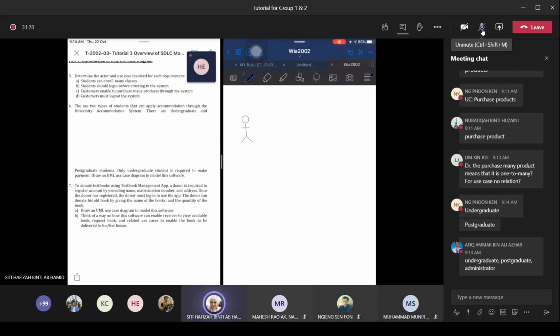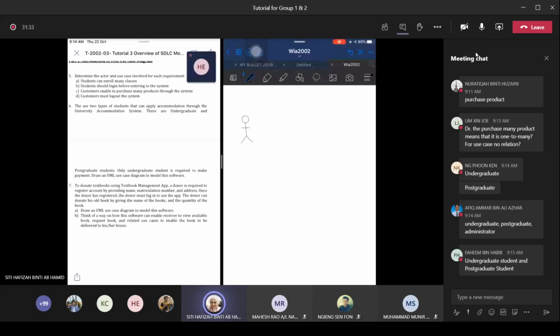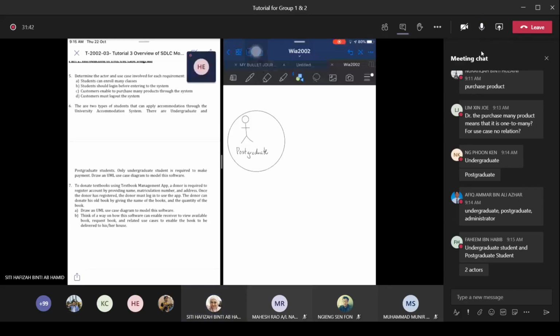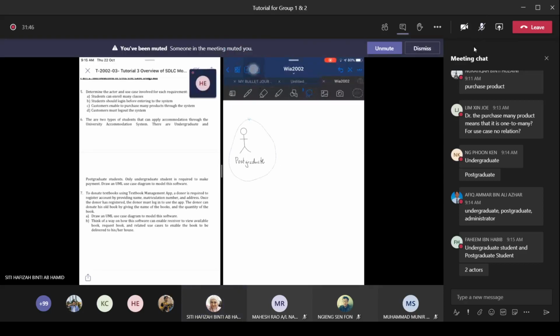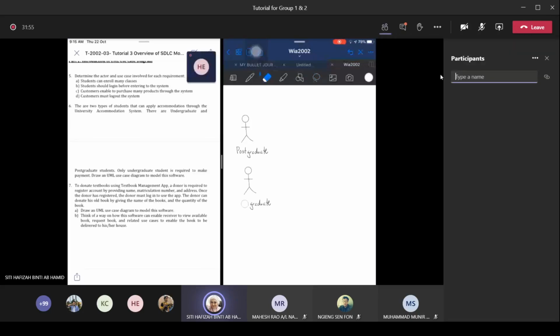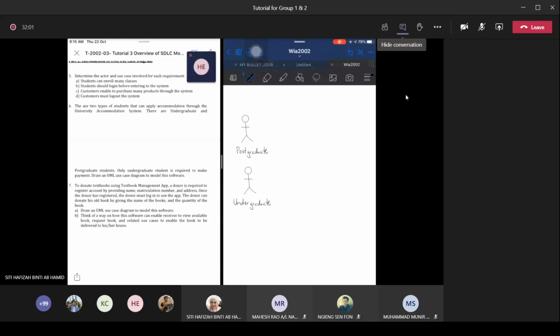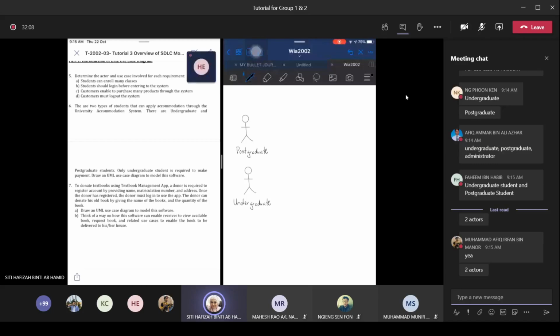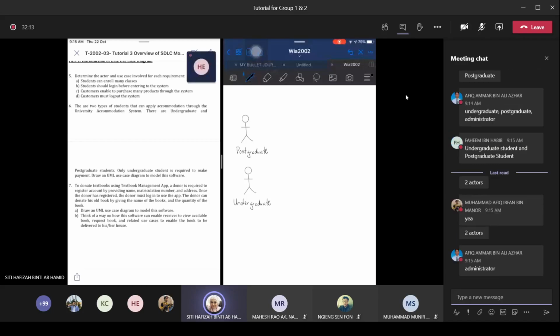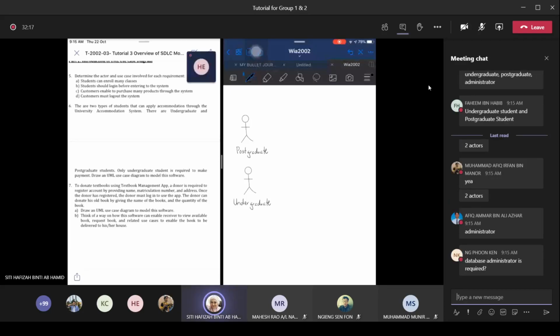Okay. Postgraduate. Right. Okay. Other actor? Do you have any other actor? Anyone have any other actor? Is there any other actor than postgraduate and undergraduate? There are two types of students that can apply for accommodation through the university accommodation system. They are undergraduate and postgraduate students. Only undergraduate students are required to make payment.